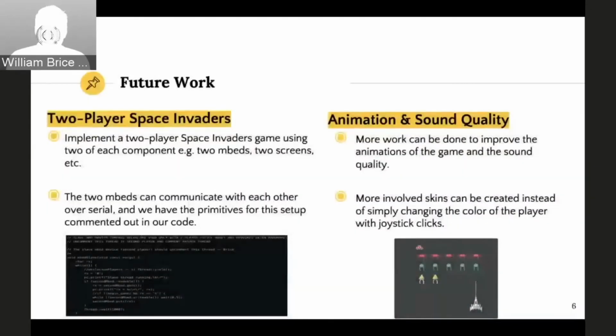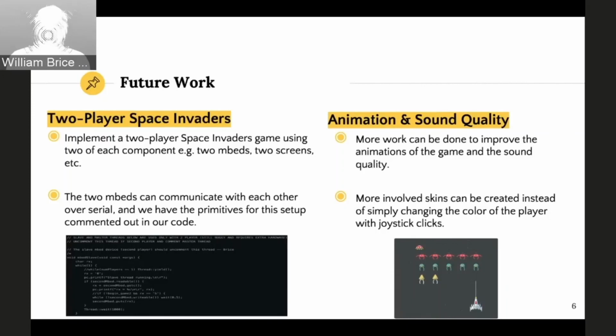Originally we wanted to develop a 2-player Space Invaders game where we would have 2 of each component, for example, 2 Mbeds, 2 screens, etc. And the 2 Mbeds would communicate with each other over the serial port in order to determine who won the game. We were able to create these primitives in our setup so that the 2 players could communicate with each other, but we didn't really have time to test this and thoroughly release it for our project. So we decided to comment these out in our code, but they are there for future improvement.